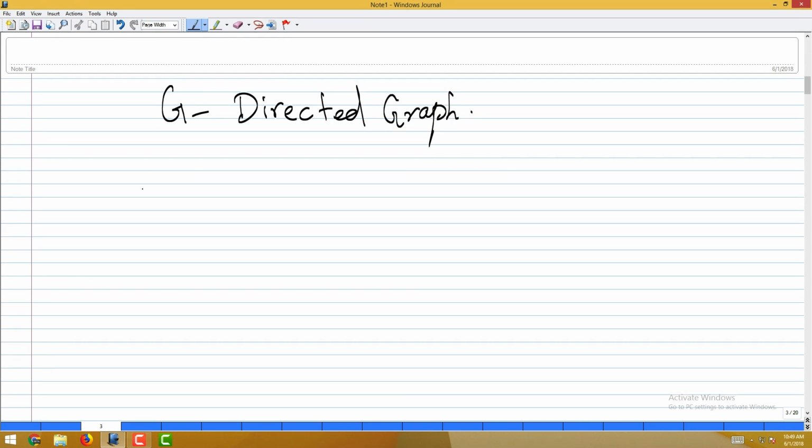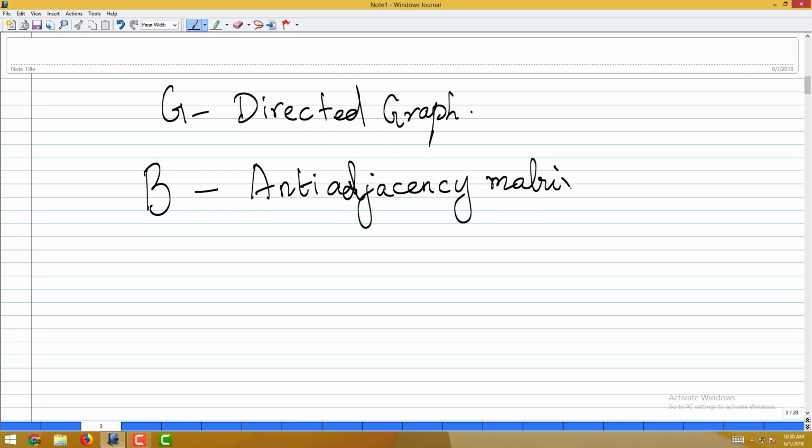The next matrix we want to talk about is called the anti-adjacency matrix. Before we go into anti-adjacency, for a directed graph, what is going to be my adjacency matrix? Have you seen any definition of adjacency matrix for directed graph before? There are actually various ways you can define it.